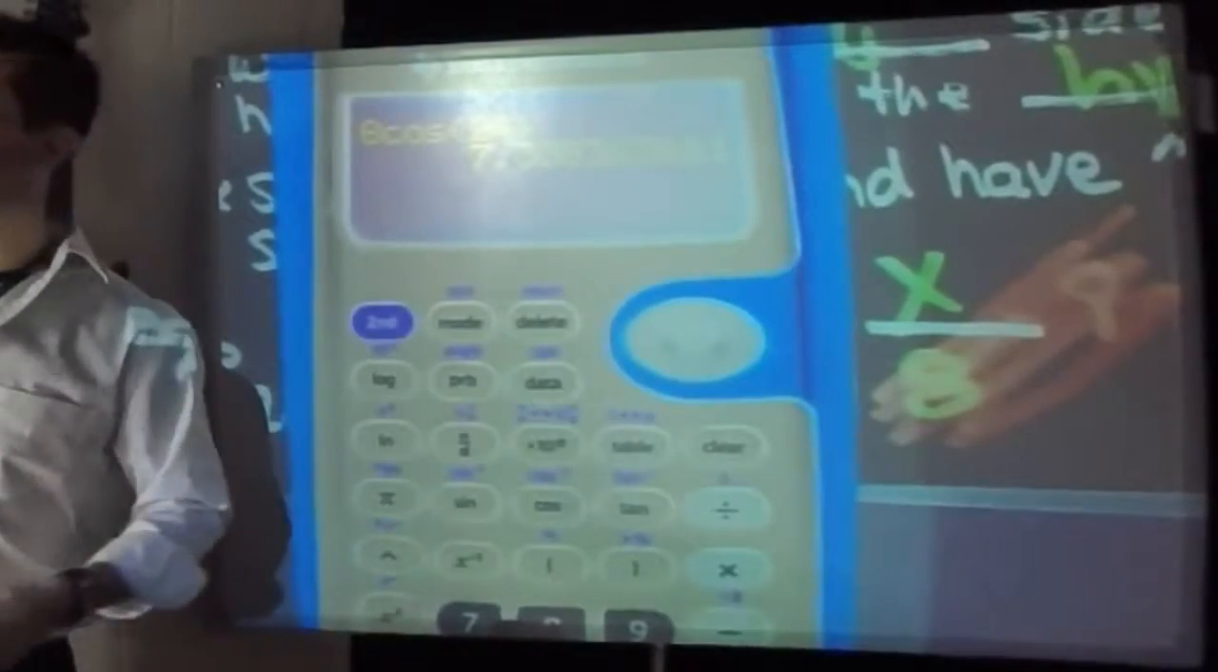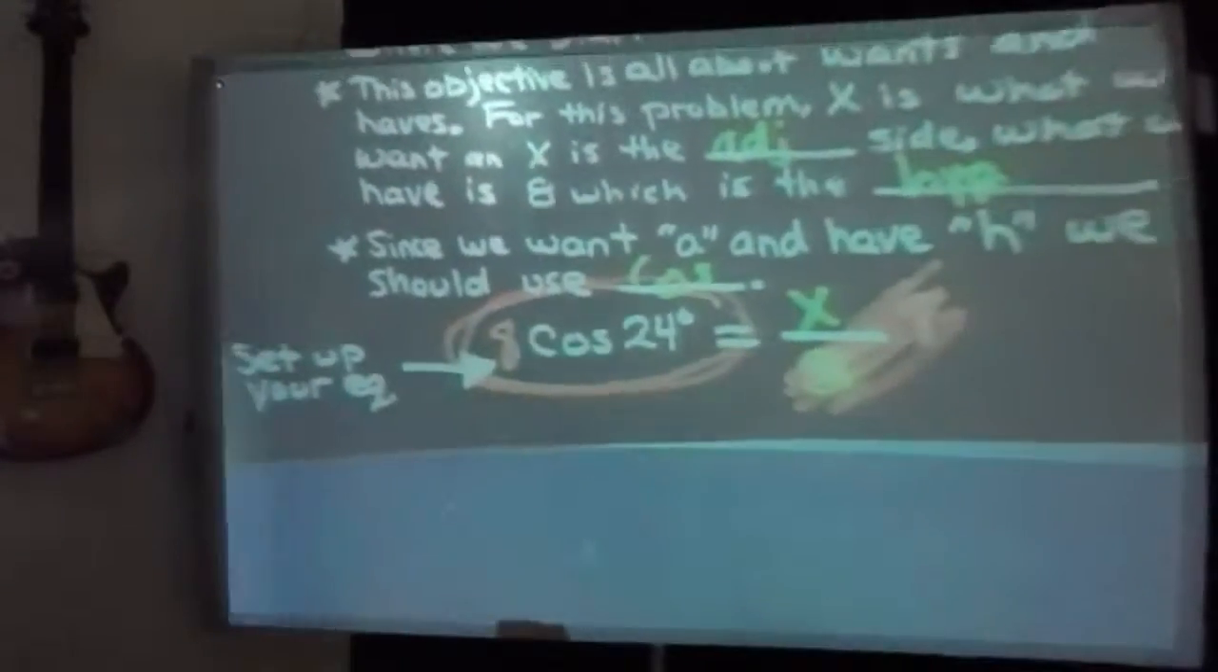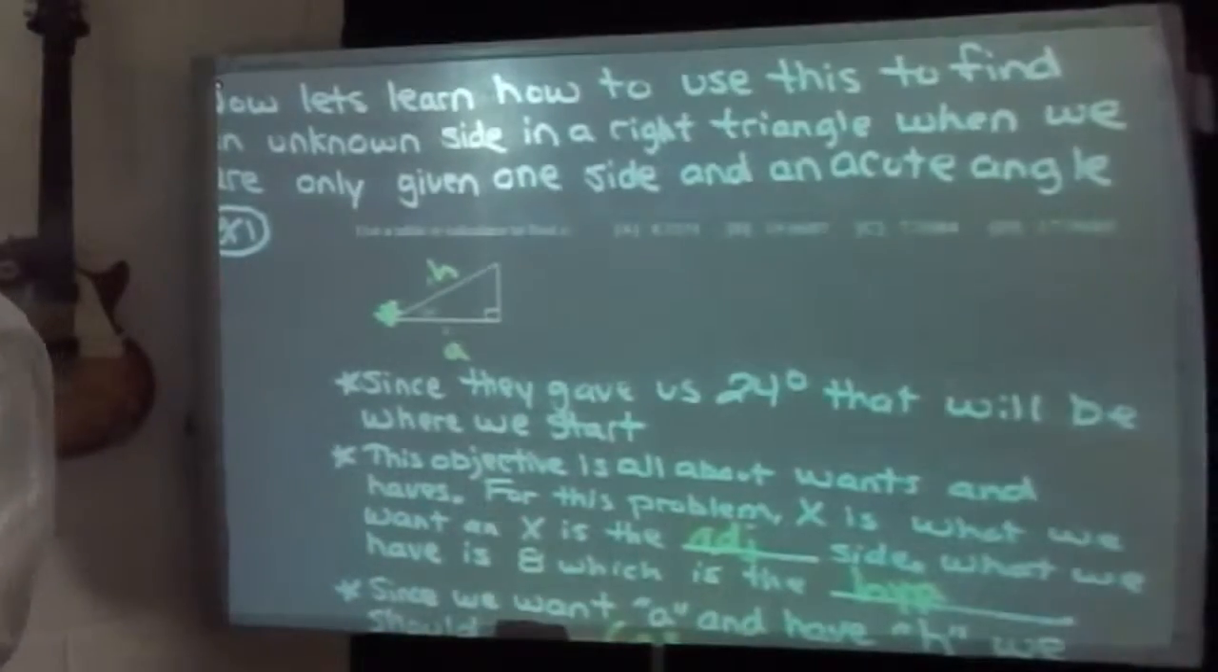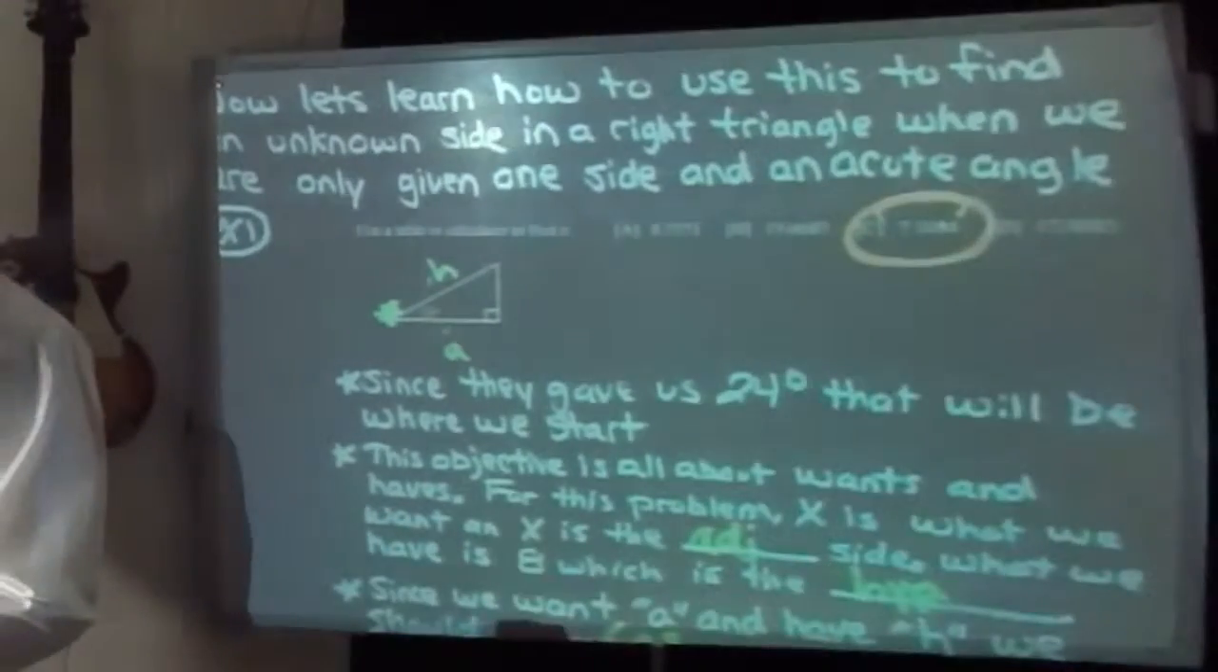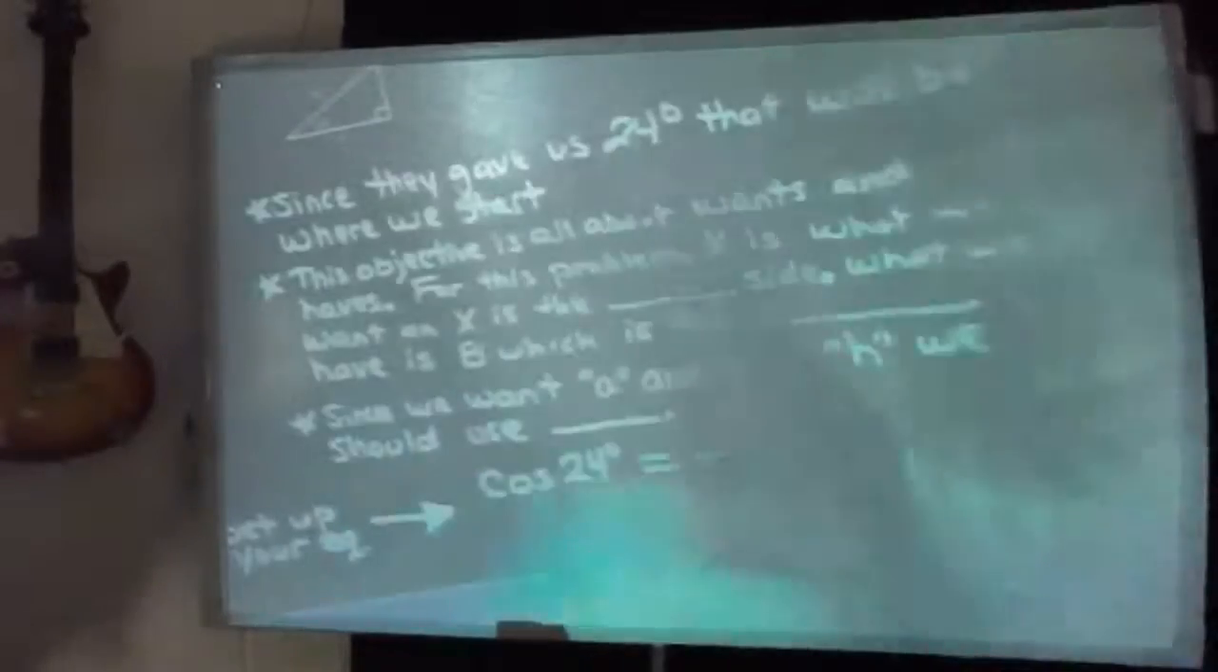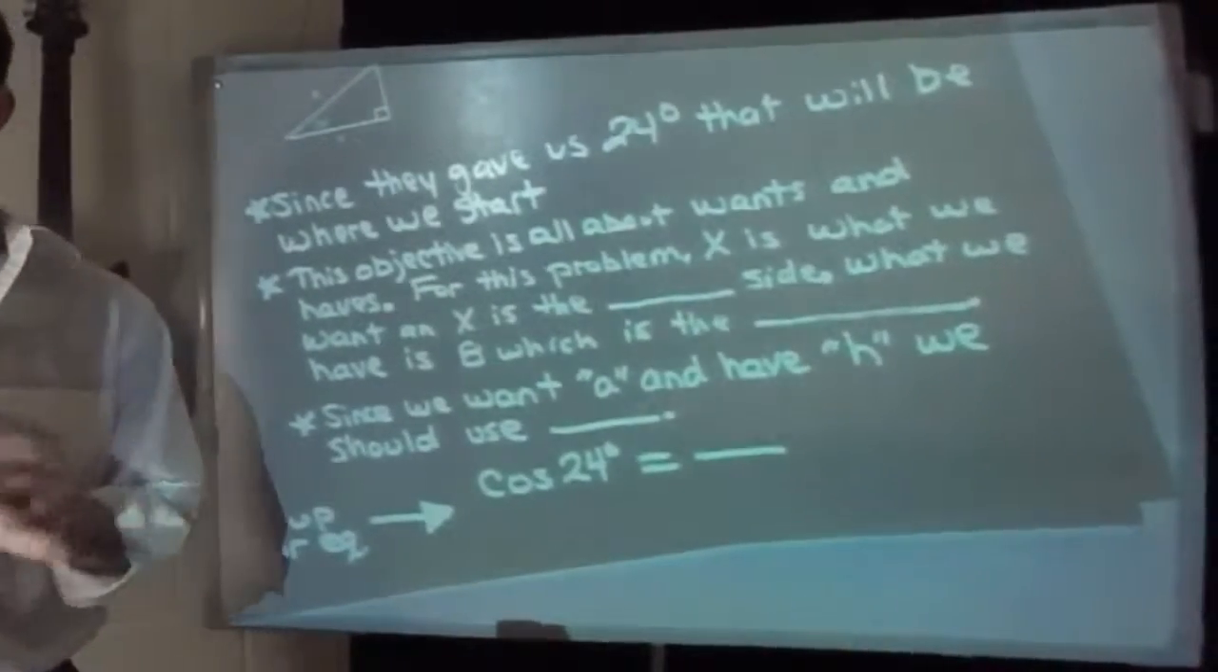7.308. That's the length of that unknown side. That is one of your answer choices. That is C. That is C. Alright, saving these.